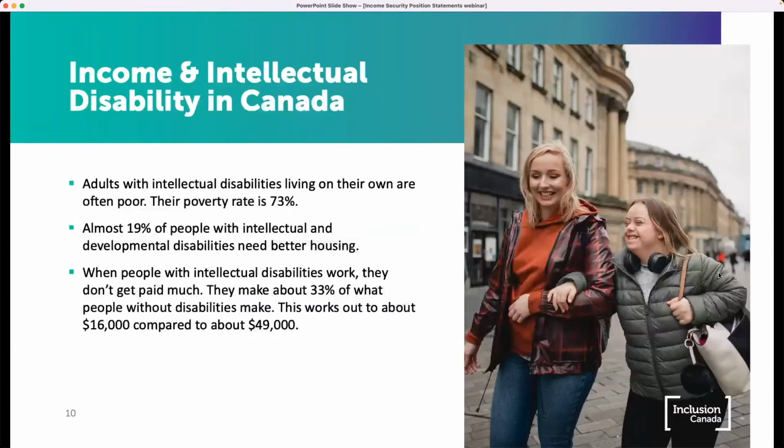So I'm going to start off with people with a disability in Canada will probably end up poor. They do not have the disability supports they need. Almost 19% of people with an intellectual disabilities need better housing. They do not have jobs. They do not get enough income support. This means they often live in poverty. The poverty rate of people with intellectual disabilities who live on their own is 73%. They are also isolated. They are left out of society.